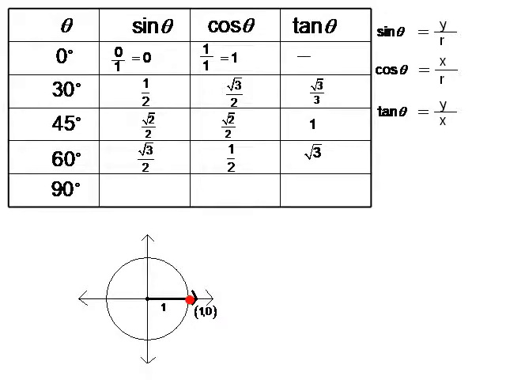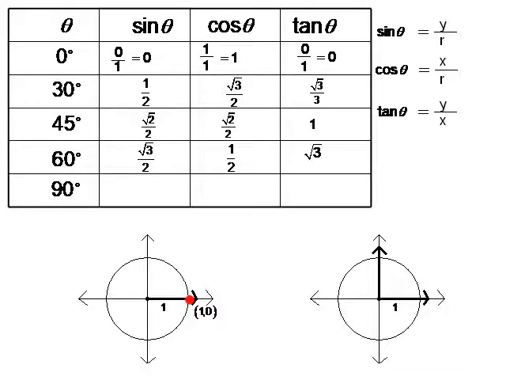Tangent is going to be y over x. Our y value is 0. Our x value is 1. So tangent is 0. For our 90-degree angle, see our second circle. It intersects the circle at that point. The ordered pair for that point is (0, 1).